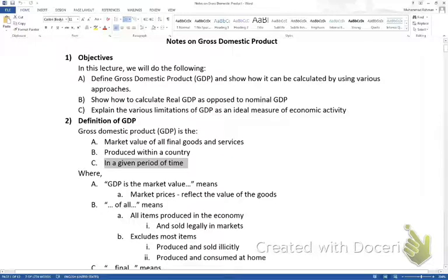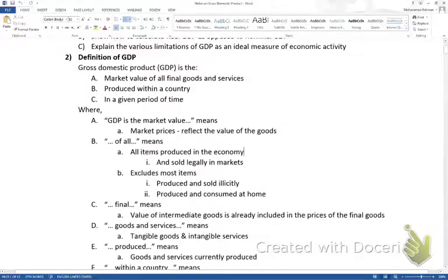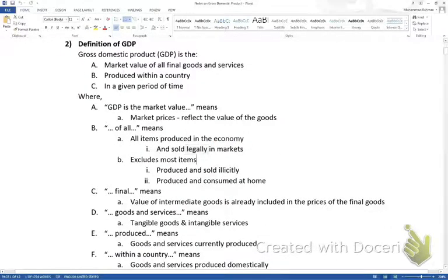So when we talk about the market value of all goods and services, we are basically talking about market prices of those goods and services. We believe that market price in an efficiently operating market really reflects the true value of the goods and services in question. When we say the word all, we are basically talking about all the goods and services produced legally inside of a country. When we talk about the issue legal, we are obviously ignoring goods that are produced and sold illegally.